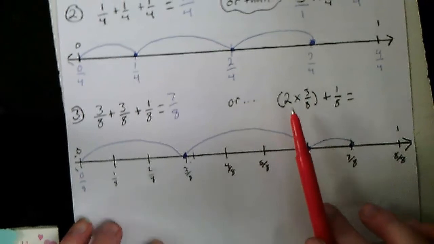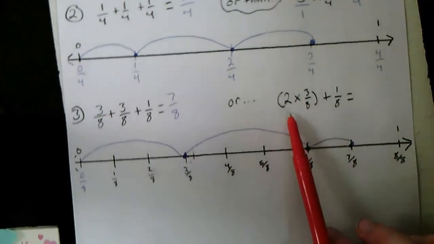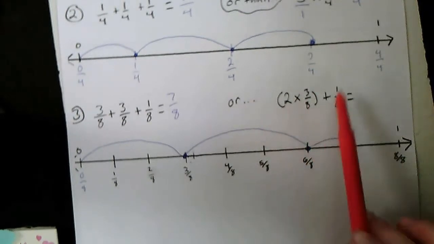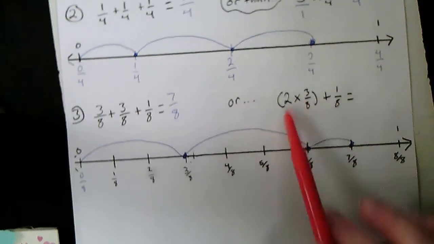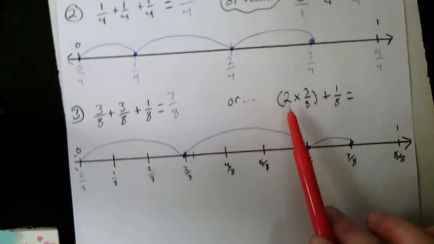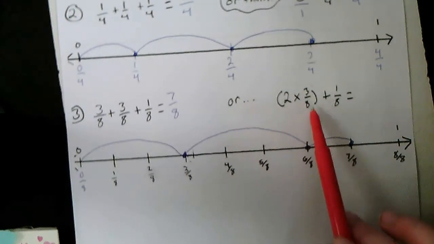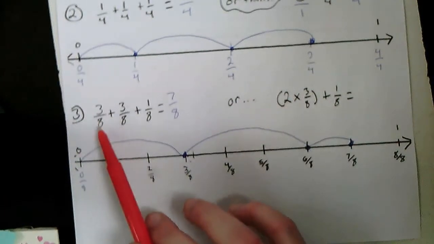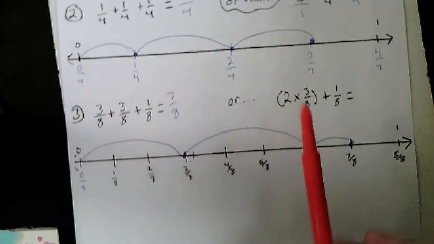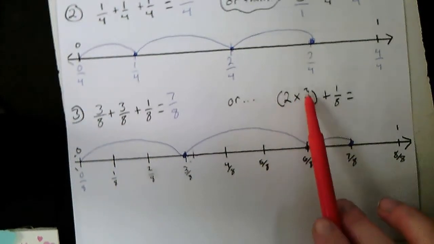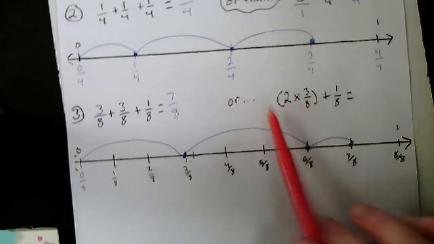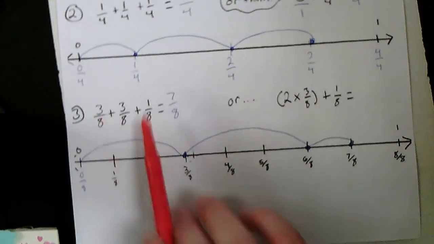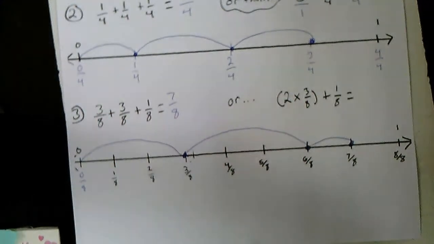You are going to see some problems in your problem set that are going to say 2 times 3/8 plus 1/8, or some sort of problem similar to this. Don't get confused by that. All this is saying is that you have 2 groups of 3/8. So you have 3/8 plus 3/8. So whatever number is here is how many times you're adding this fraction together. So don't let that confuse you. It's exactly like this, just a different way of showing it.